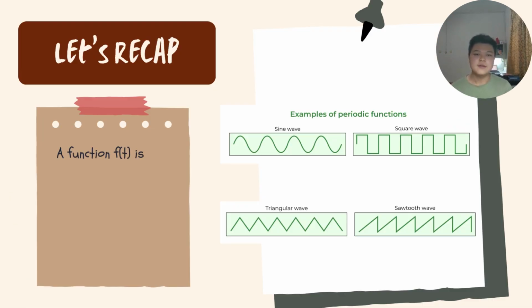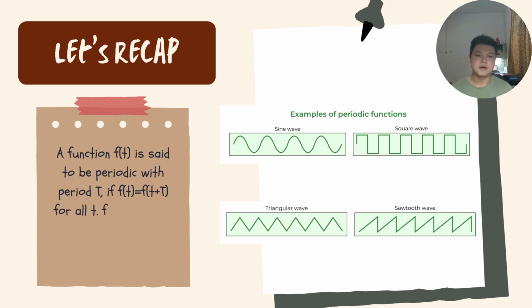Before that, let us recap what a periodic function is. A function f of t is said to be periodic if f of t is equal to f of t plus capital T, where capital T represents the period. The period T is equal to 1 over f, where f is the frequency. These are examples of periodic functions: we have sine wave, square wave, triangular wave, and the sawtooth wave.